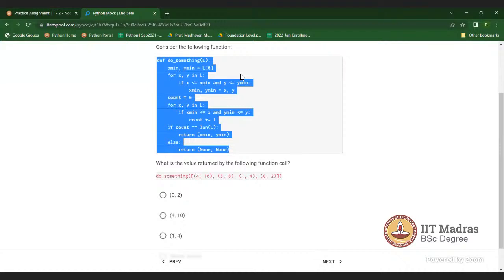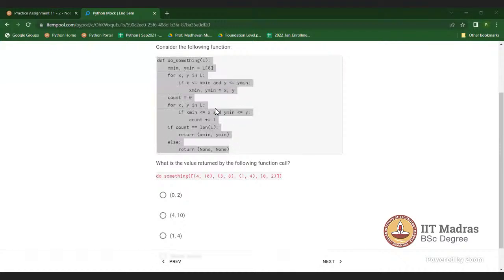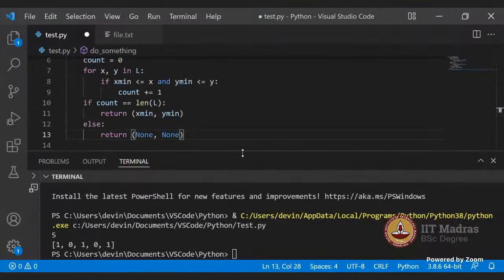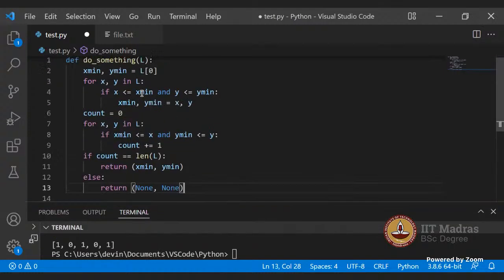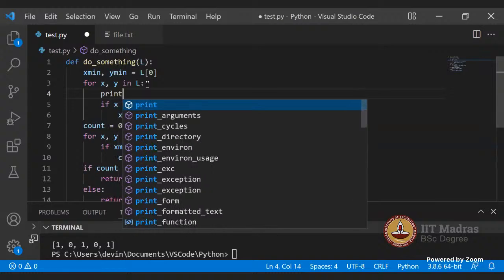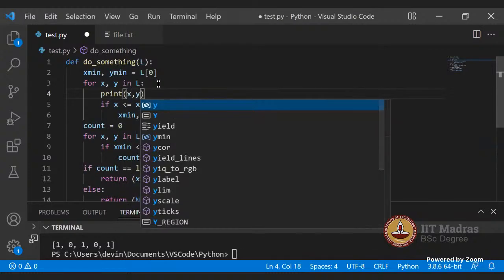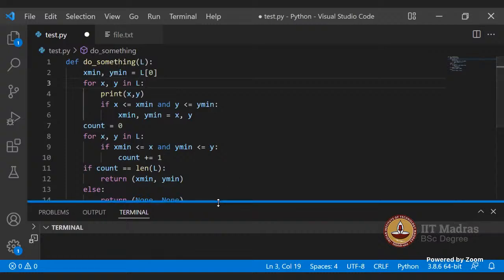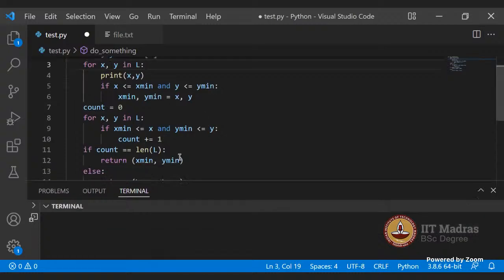Let me just run it in VS Code. I checked it in the compiler. It gives the perfect output, but I am just not able to understand the logic. What is happening that I'm missing? So what we'll do is we'll just print this x comma y, and then you know what's happening.